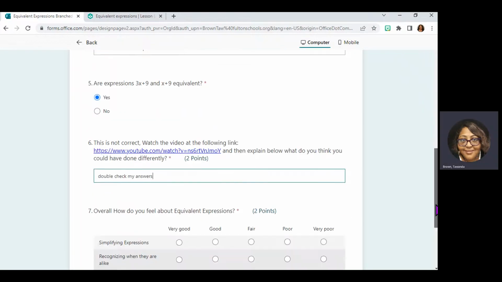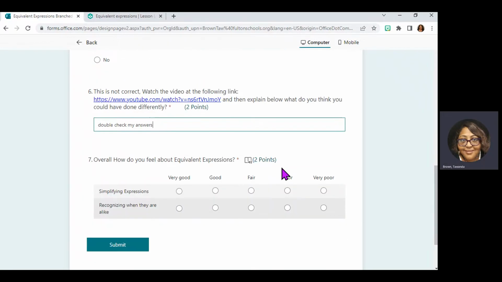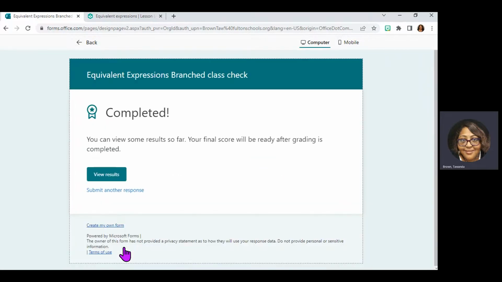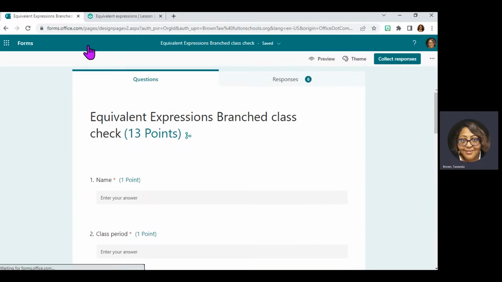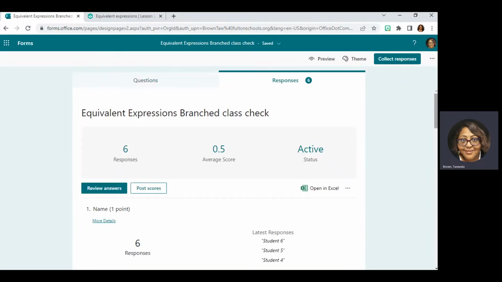And then now they're done, and overall, they can let me know how they feel. Hey, simplifying expressions, I'm feeling fair about that, recognizing they are alike, sort of kind of fair now that I went through that. And so it's giving you an idea of how the student is doing and progressing, giving them a chance to self-correct. And then on your page, as the students are working, you can be on your response page.